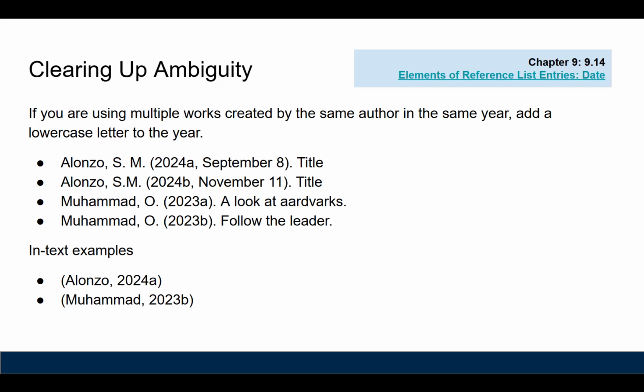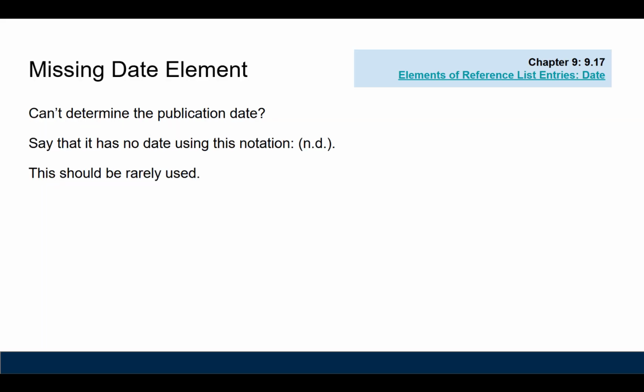When you are using multiple works created by the same author in the same year, add a lowercase letter to the date following either the chronological order of earliest to latest or the alphabetical order of the titles in the reference list. This lowercase letter will be used in in-text citations so that it is clear to the reader which reference is being cited. If no date can be determined, as a last resort, you can use the N.D. notation to stand for no date.